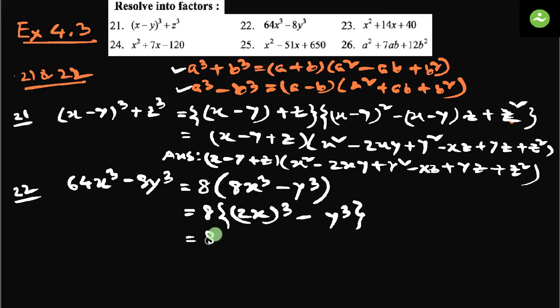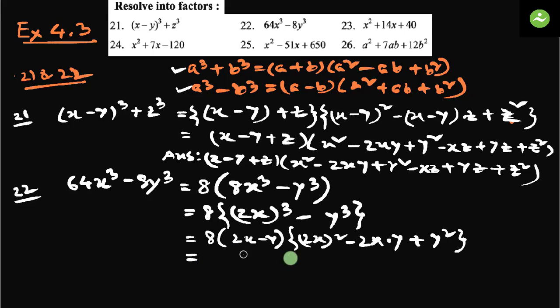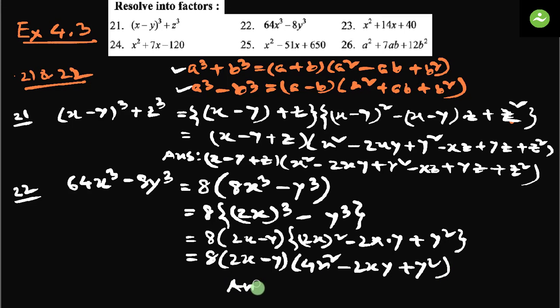Equals 8 into a minus b means 2x minus y into a square plus ab plus b square equals 8 into 2x minus y into, just simplify, 4x square plus 2xy plus y square, and that is the answer: 8 into 2x minus y into 4x square plus 2xy plus y square.